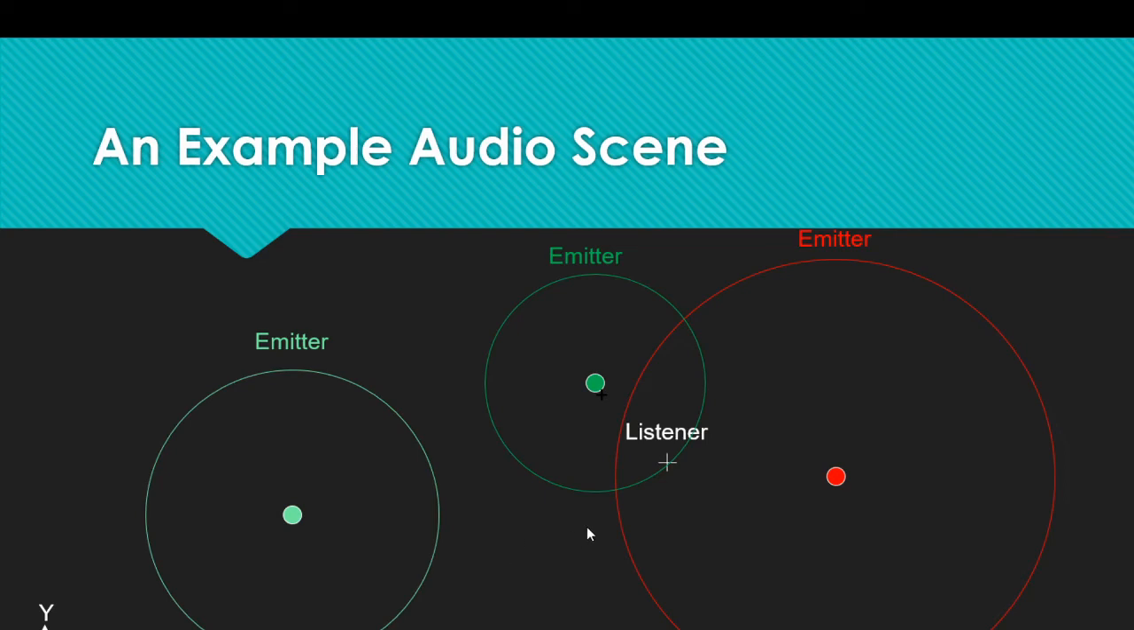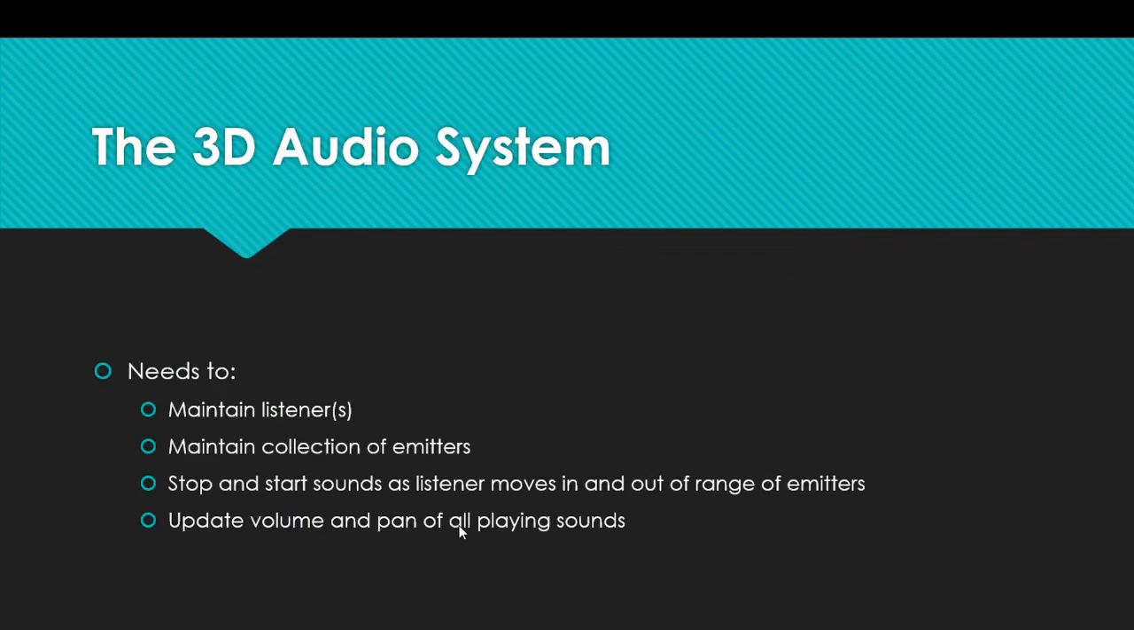So already we're getting some names for the objects that we're going to create for our system. We're definitely going to have a listener. We're going to have a number of emitters, so we want to store them in some sort of container. And so that's what the 3D audio system needs to do. It needs to maintain the listener, maintain a collection of emitters, and then it's responsible for starting and stopping sounds, maybe as the listener moves in and out of range of the emitters.